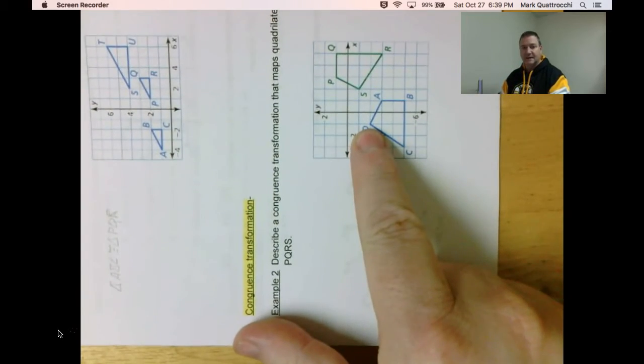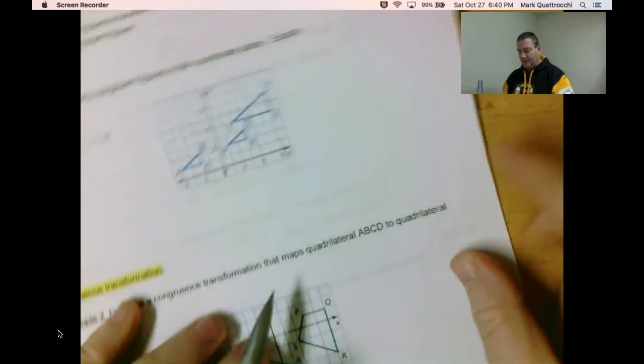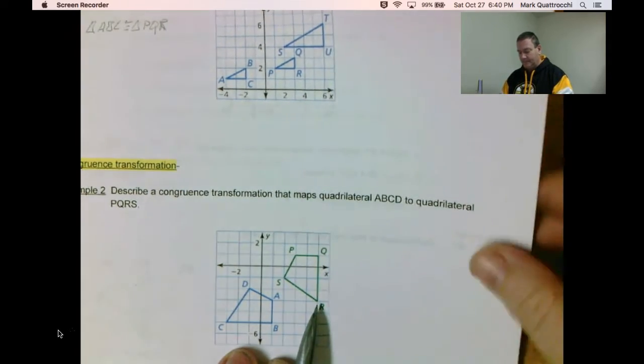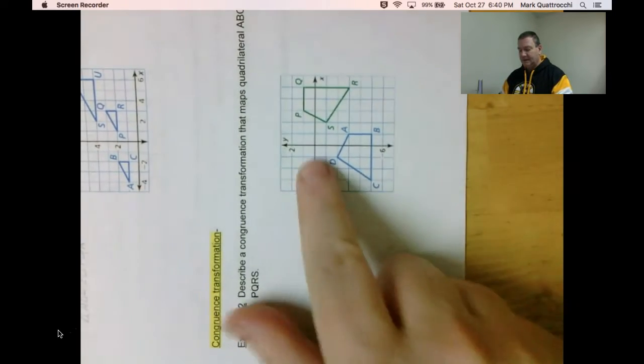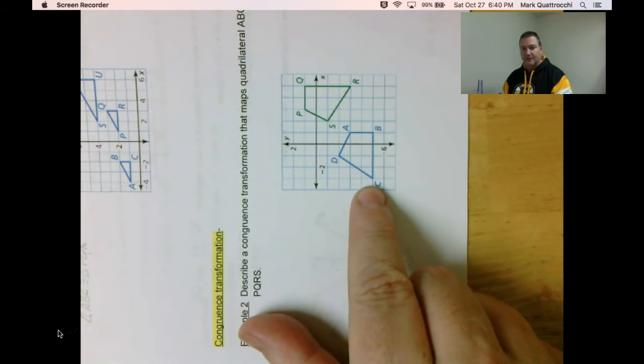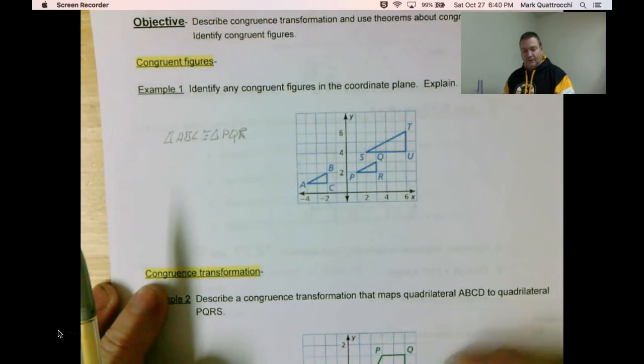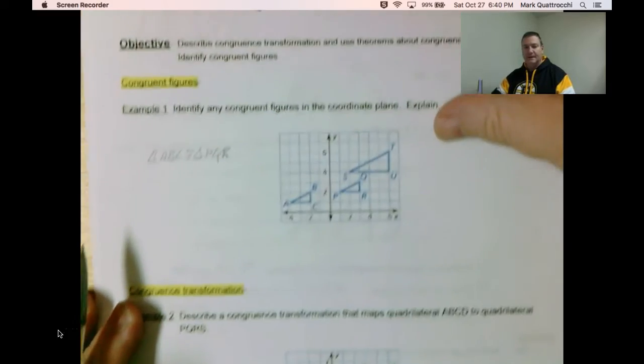S is at 2, negative 1. D is at 2, negative 1. R is at 5, negative 3. C is at 5, negative 3. And they match up. So a 90-degree rotation about the origin gets them to land on each other.